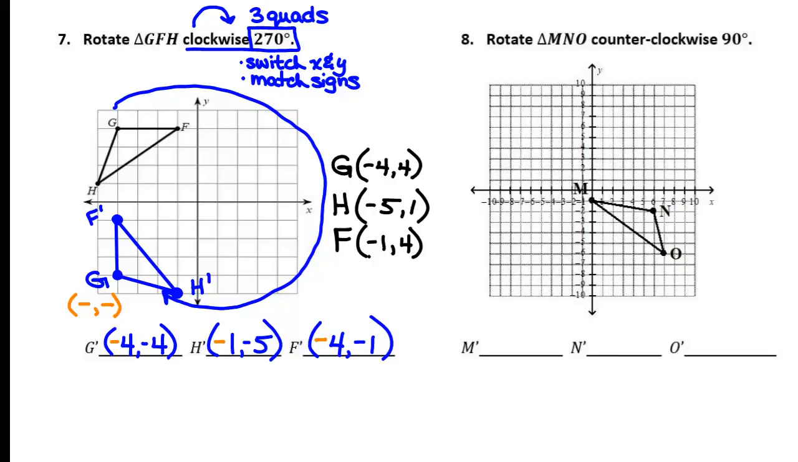All right, connect your line segments together to make your rotated triangle.